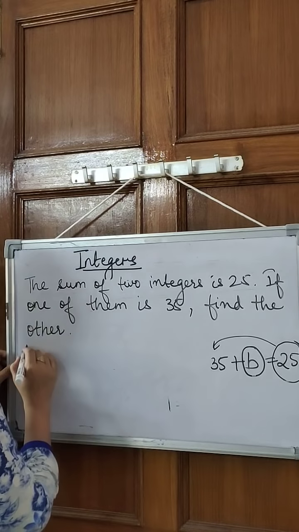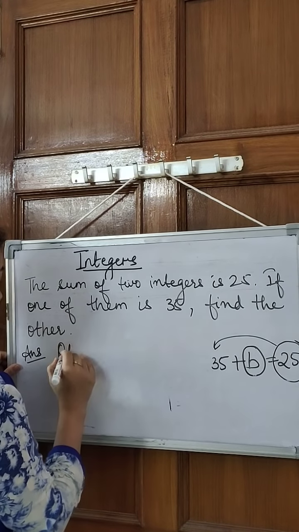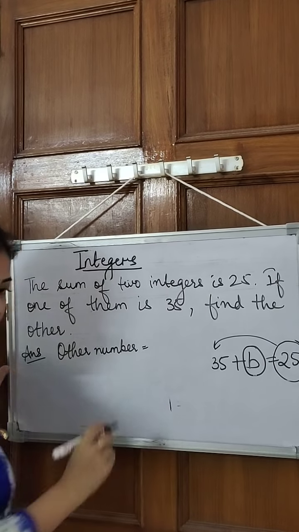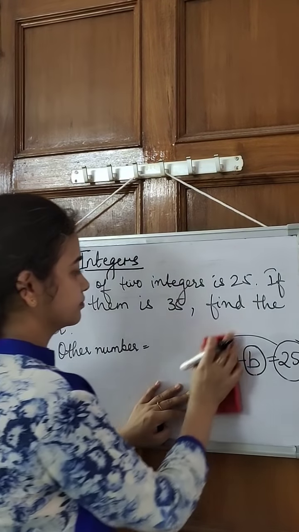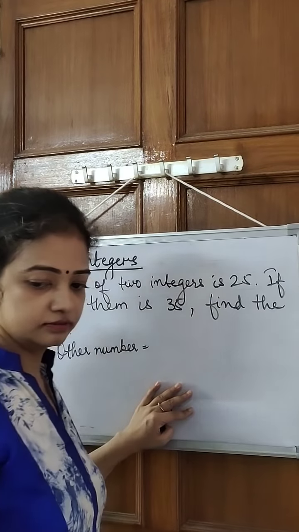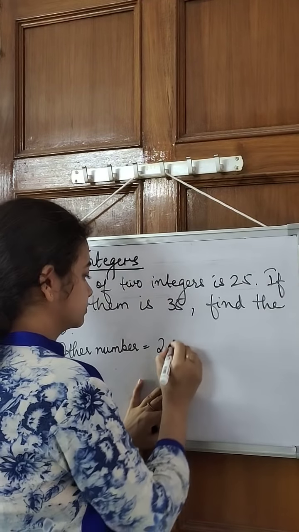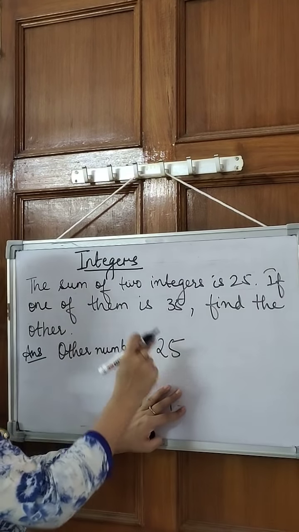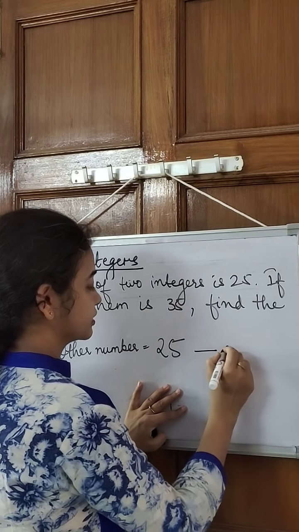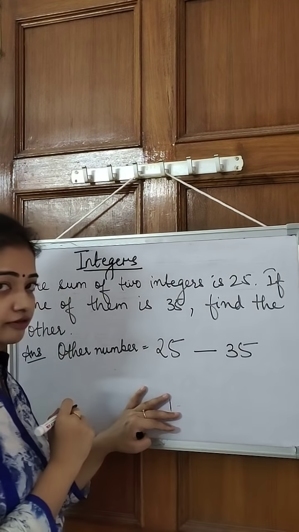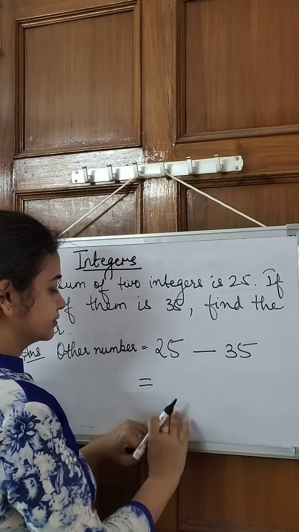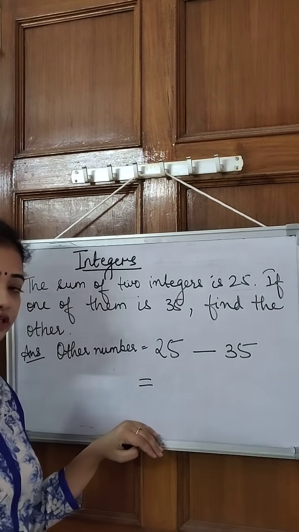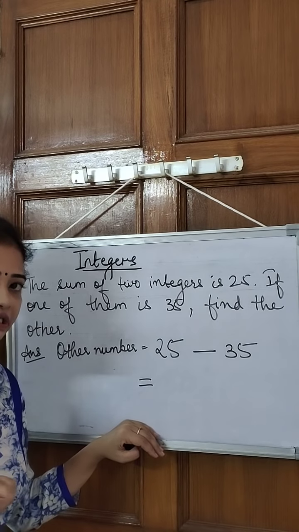So to get the other number, from the sum, the total, that is 25, I have to subtract one of the numbers. So I will subtract one of the numbers, that is 35. Now what is happening here? The result is smaller and one of the numbers is bigger. Why? Because we are talking about integers. This is what we have to learn here.